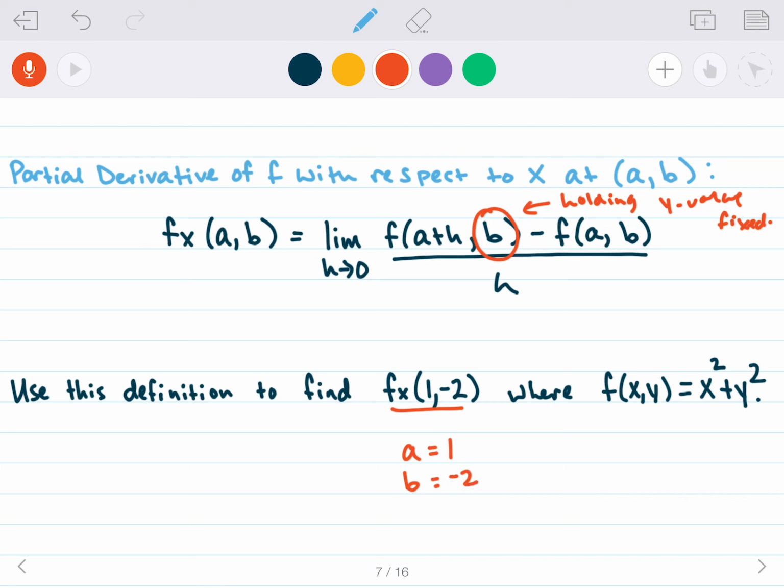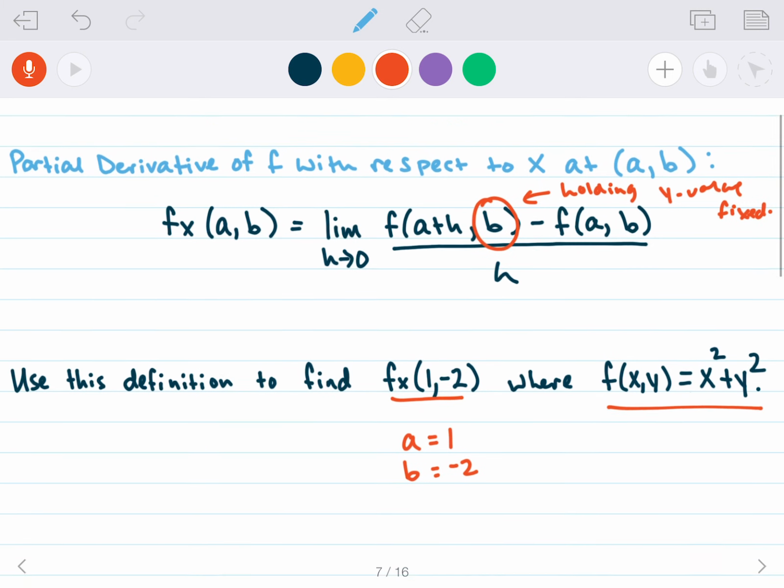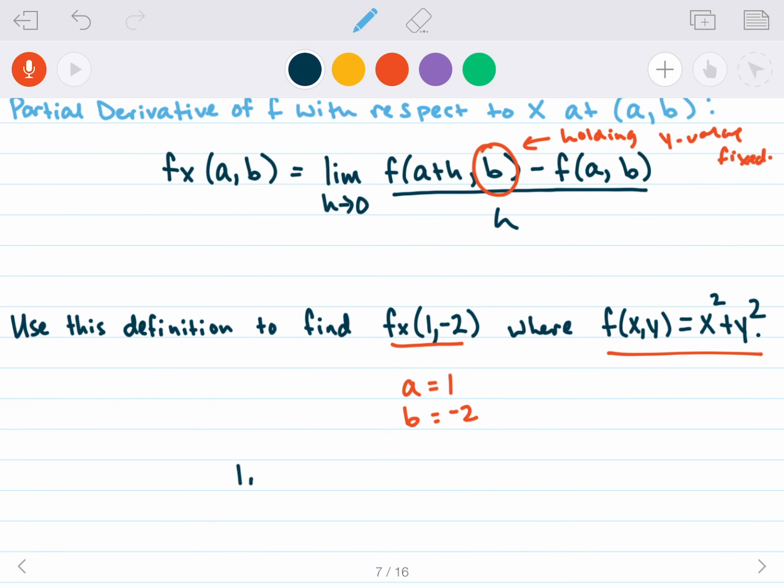And so our f of x y is x squared plus y squared. So we have the following. We have the limit as h goes to 0 of f of a plus h comma b. Okay, so that means we're plugging in a plus h for x, and we're plugging in -2 for y, right? So maybe I'll do this off to the side. So f of a plus h comma b, we're just plugging in a plus h in for x, so we have a plus h squared, plus we're plugging in negative 2 for y.